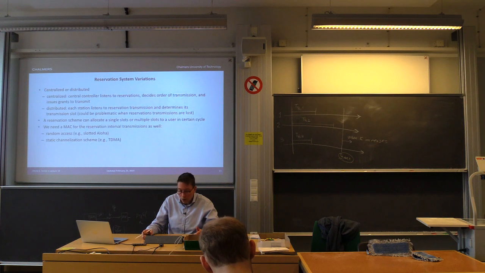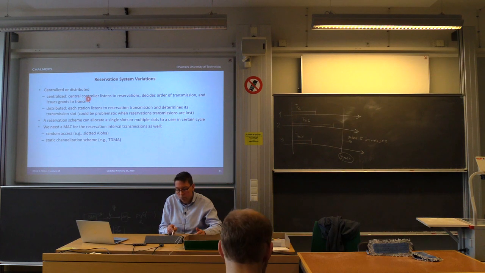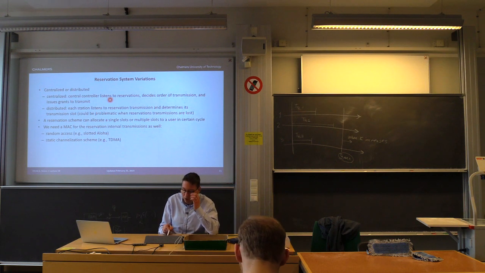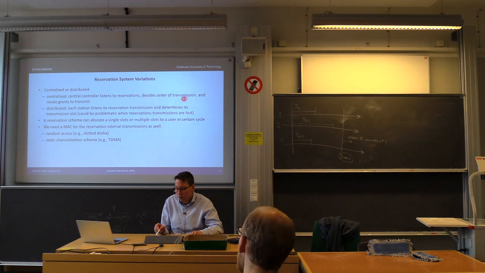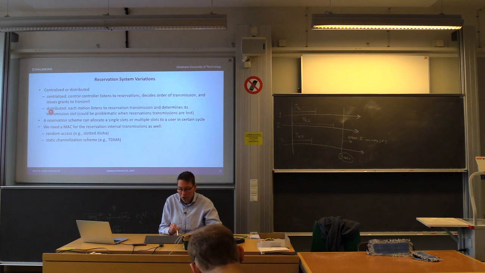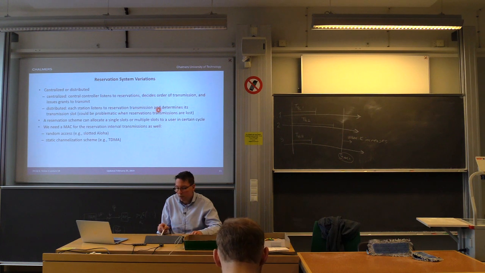Okay. So there are 2 main methods here, centralized or distributed. Centralized is when we have a centralized controller. The centralized controller listens to the reservations, decides the order of transmission, and then issues grants to transmit. Distributed is when each station listens to the reservation transmissions and then determines its transmission slot.